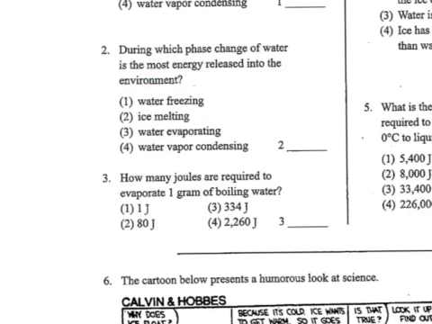Question number 2. During which phase change of water is the most energy released into the environment? Our clue here is phase change, so we know that we're looking at properties of water, and it says released and most energy. So we're looking for the largest number which is released into the environment. Again, taking a look at your reference table, you have 4 choices. Look for the largest number that is being released.